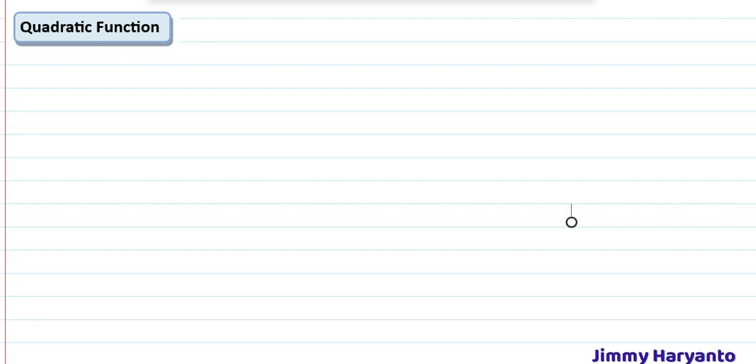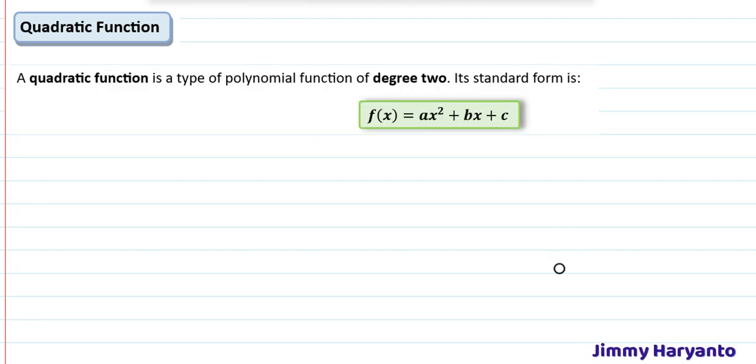We'll go to the next section. The next section is quadratic function. A quadratic function is a type of polynomial function of the degree 2. So the highest degree will be 2. Degree means the powers of the variables, which is the x. Yeah, so we will have x squared later. Its standard form is f(x) equals ax squared plus bx plus c.